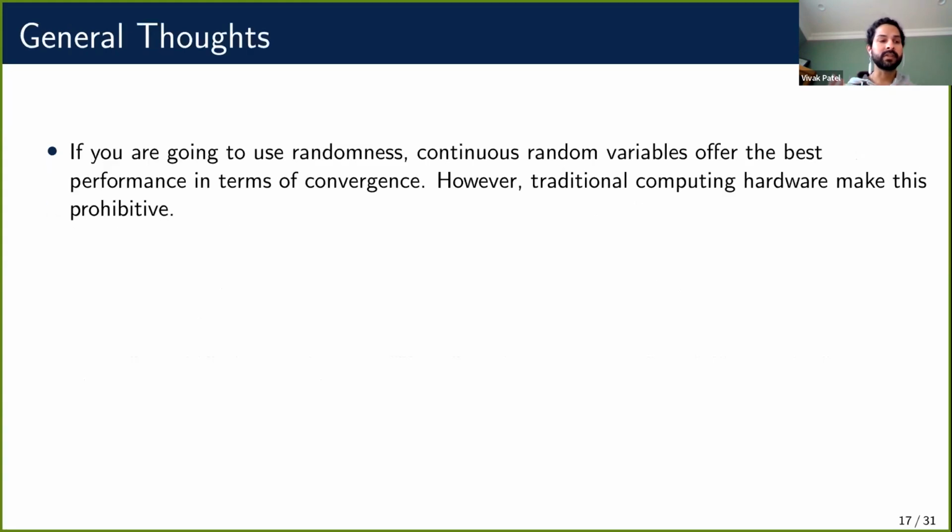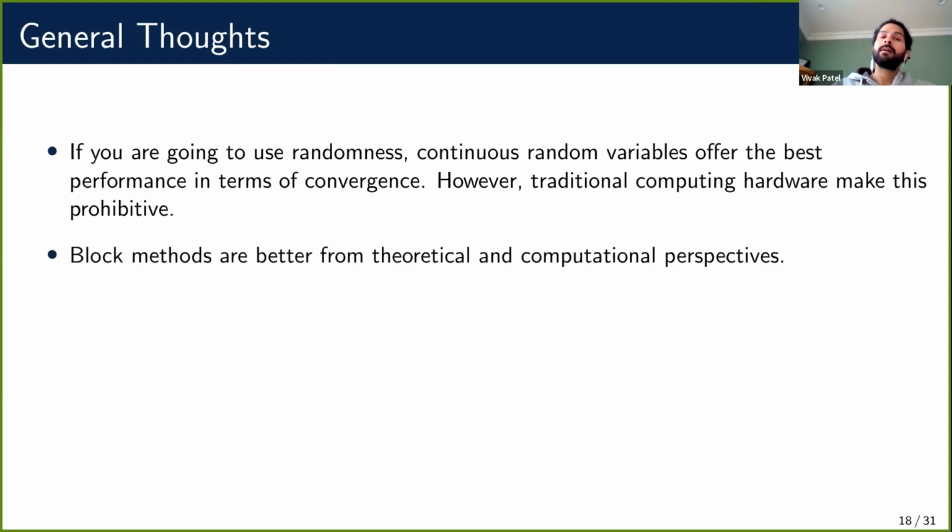Okay, so here are some general thoughts, and then I will hand it over to Daniel. If you're going to use randomness, continuous random variables offer the best performance in terms of convergence. But as you all know, which is why what you all are doing is kind of exciting, traditional computing hardware makes this prohibitive, right? You can't really do this reasonably on traditional hardware. Block methods are provably better from a theoretical and computational perspective. You can see that block operations, higher level operations tend to be better. So if you could do block-based methods, always go in that direction.